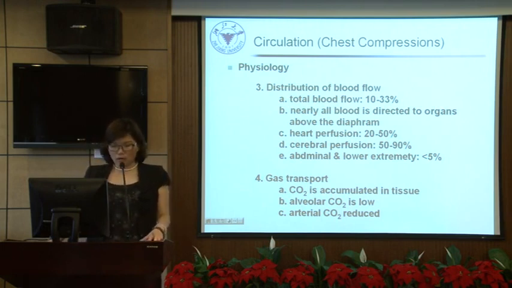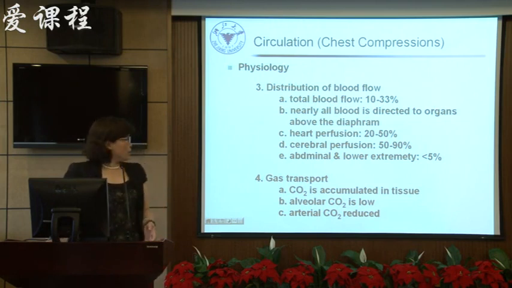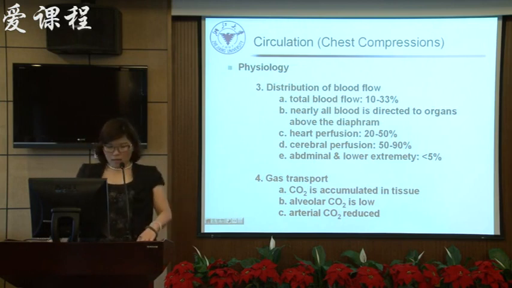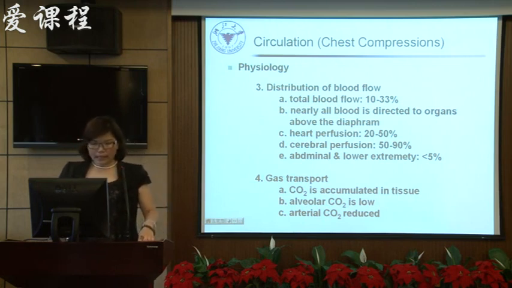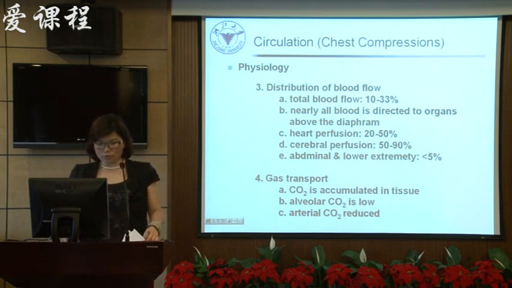and the organs below the diaphragm, for example abdominal and lower extremity, receive less than 5%. And for gas transport, CO2 is accumulated in the tissue. Gas transport is not enough, right? Alveolar CO2 is low and arterial CO2 is reduced.